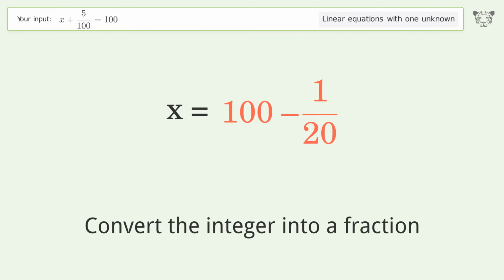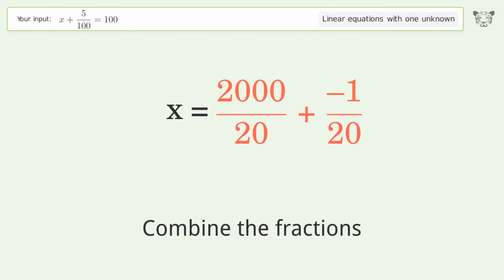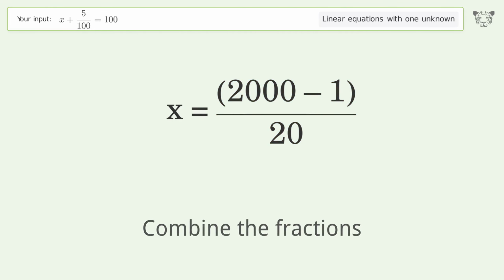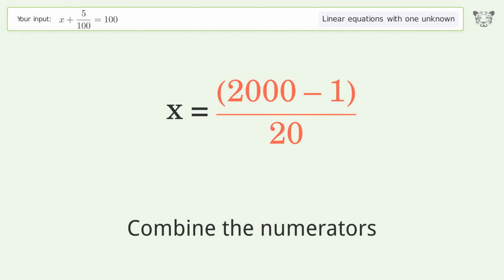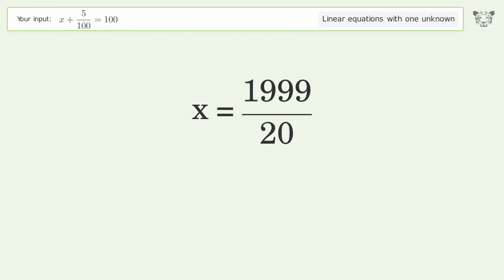Convert the integer into a fraction. Combine the fractions. Combine the numerators. And so the final result is x equals 1999 over 20.